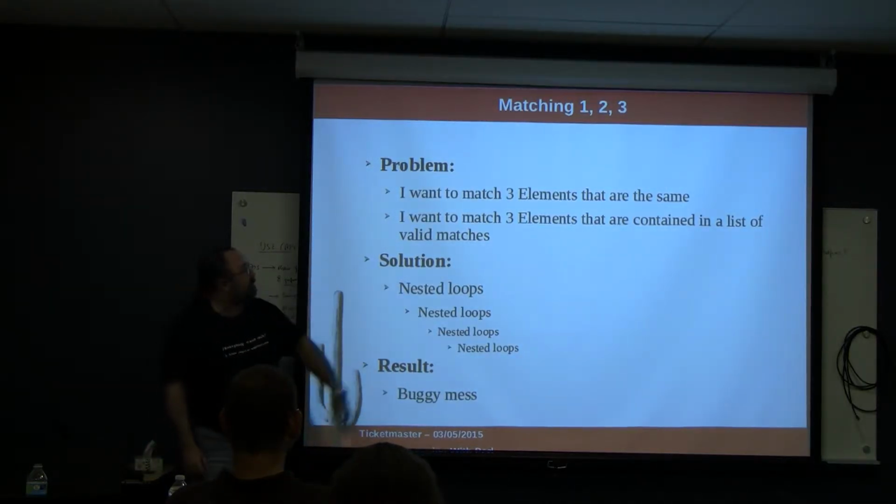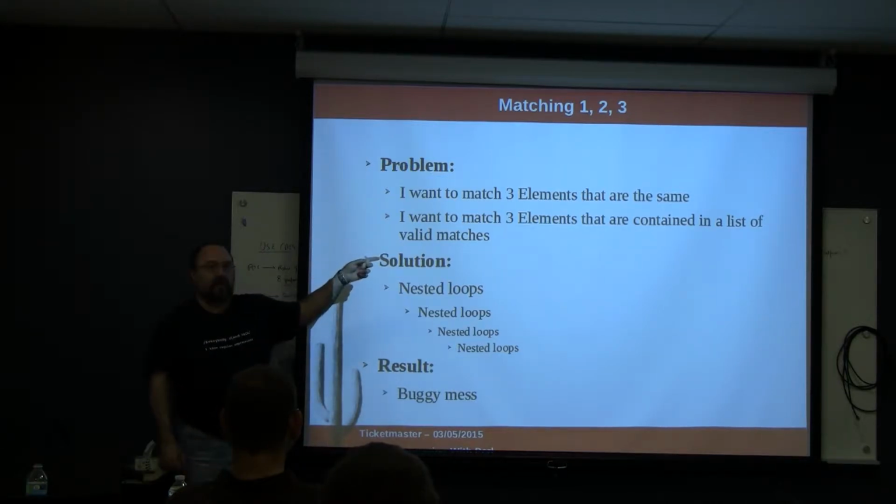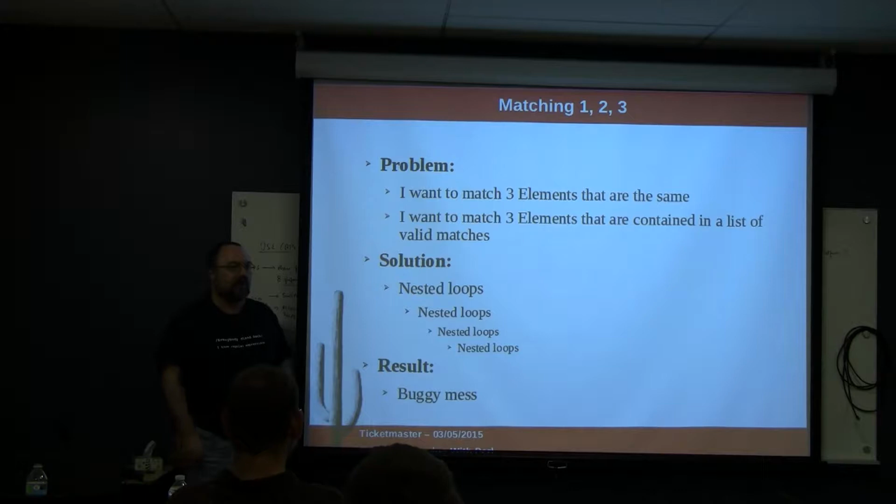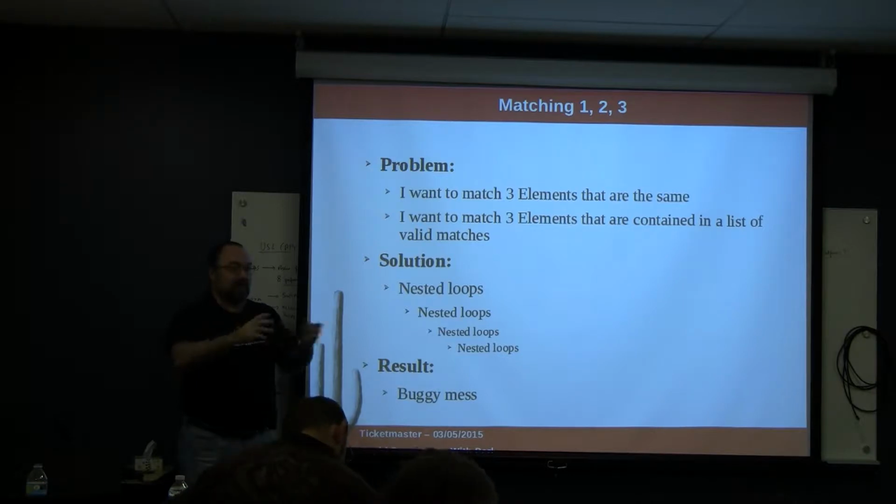So, here's the problem. I want to match 3 elements of the same, and this is a slight variation on the genre that I have. I want to match 3 elements that are contained in a list of valid matches. And I'm actually going to reward the player. So in other words, if they have a spell that takes fire, air, and earth, I want to match that in any permutation, any order that those 3 are in.